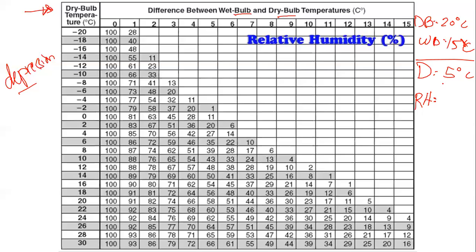So let's enter the table. Dry bulb having the 20 degrees Celsius, and the difference or the depression of the dry bulb, which is 5. So go down to the table. In line with 20 degrees, we will have 58%. So relative humidity is 58%. Okay, 58%.